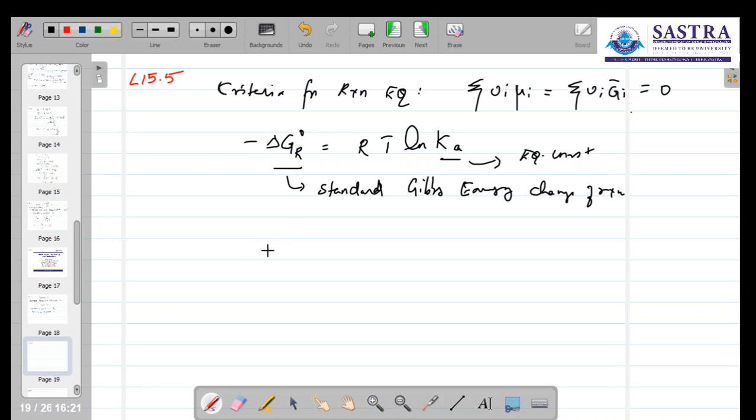And this K_a is defined as the product of the fugacity of the component in a reacting system to that of the pure component fugacity at a standard state, and raised to the respective stoichiometric coefficients. So this is what we saw. Now what we are going to see in this lecture is the expression for this in terms of a_i.